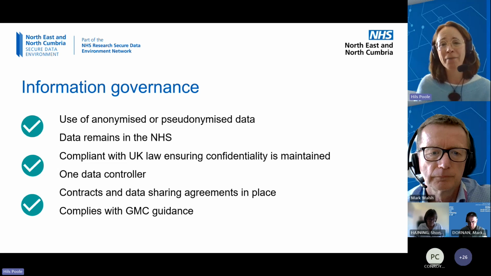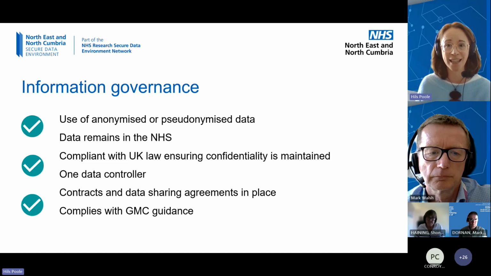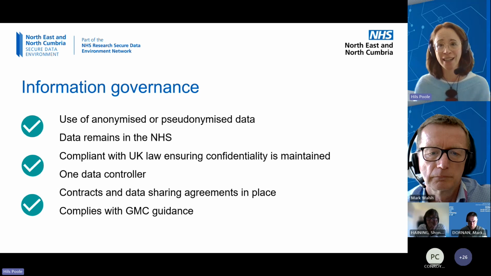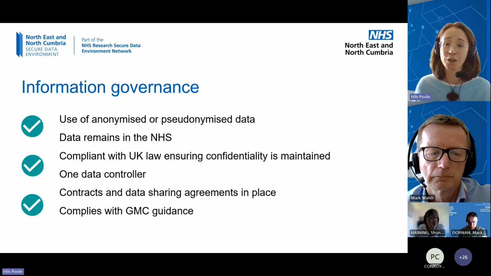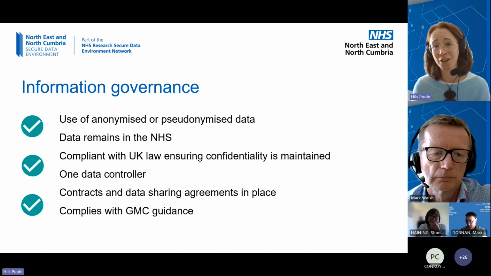We've been through the Confidentiality Advisory Group, so CAG, who work on behalf of the Health Research Authority, and we've also got Research Ethics Committee approval to generate our research database, which we can also now use for non-research purposes as well. This is the mechanism that's used by other SDEs across the country as the lawful basis to enable that data to come together and be held.